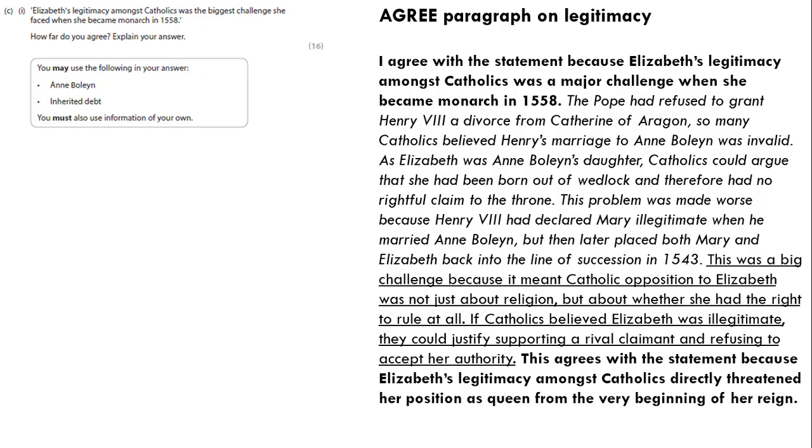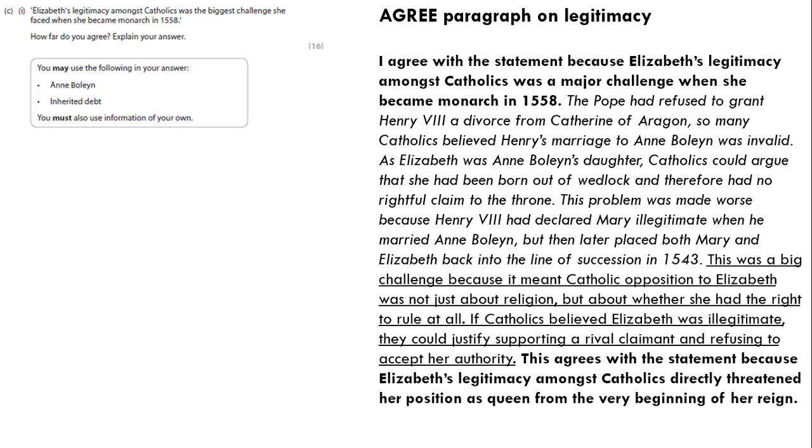The Pope had refused to grant Henry VIII a divorce from Catherine of Aragon, so many Catholics believed Henry's marriage to Anne Boleyn was invalid. As Elizabeth was Anne Boleyn's daughter, Catholics could argue that she was born out of wedlock and therefore had no rightful claim to the throne. This problem was made worse because Henry VIII had declared Mary illegitimate when he married Anne Boleyn, but then later placed both Mary and Elizabeth back into the line of succession in 1543.